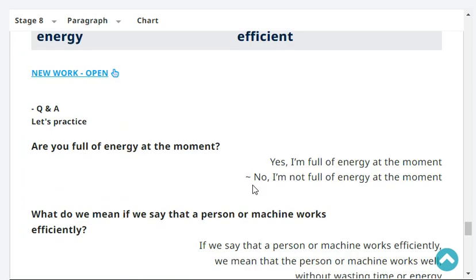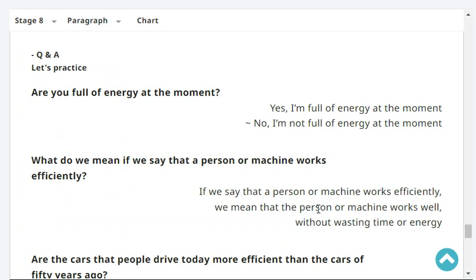Are you full of energy at the moment? Yes or no? Yeah, I'm full of energy at the moment. Very good.